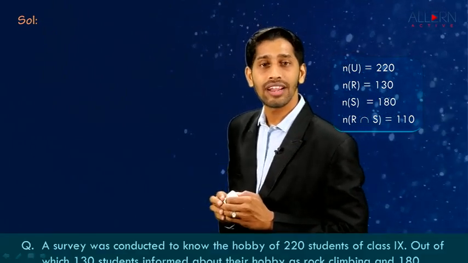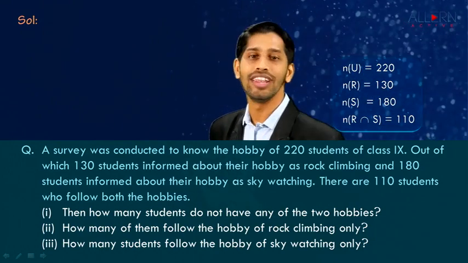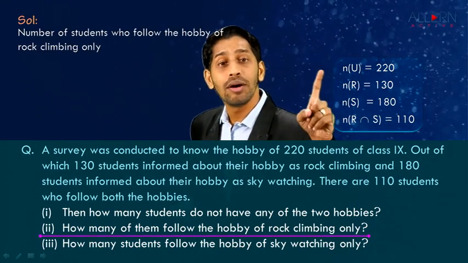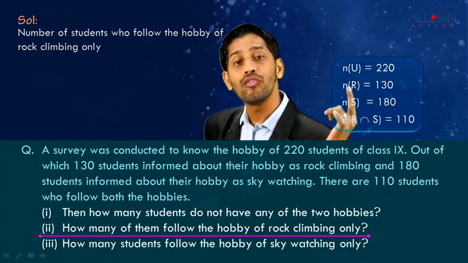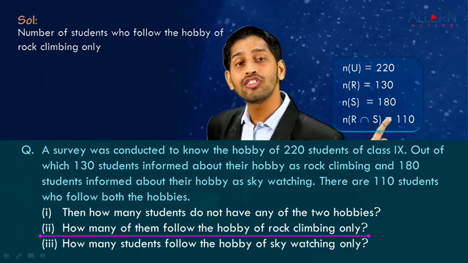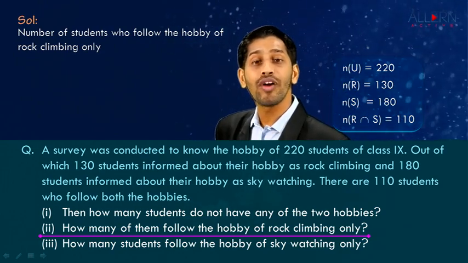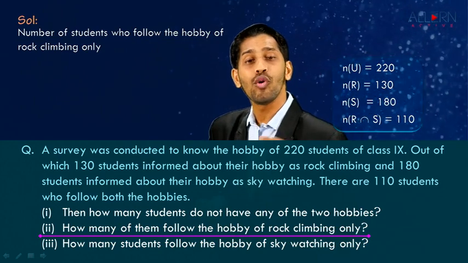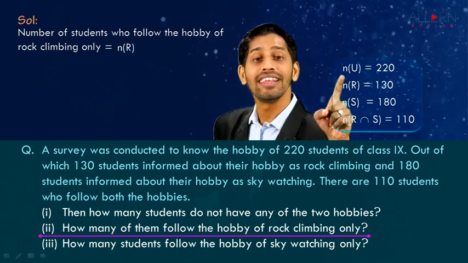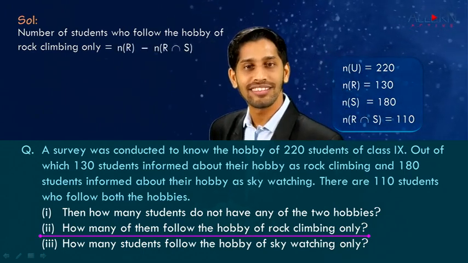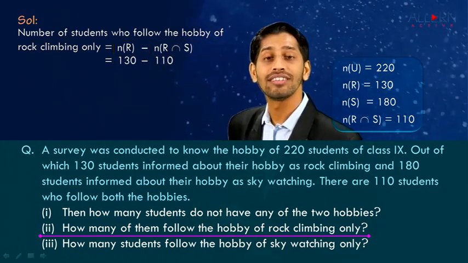It further says that we need to find how many students follow the hobby of rock climbing only. So what do we observe here? The number of students who follow the hobby of rock climbing is 130, but out of 130, there are 110 students who follow the hobby of sky watching also. That means if we want to find the number of students who follow the hobby of only rock climbing, we have to just subtract 110 from 130, that is n of R minus n of R intersection S, which is 130 minus 110, and that gives us 20.